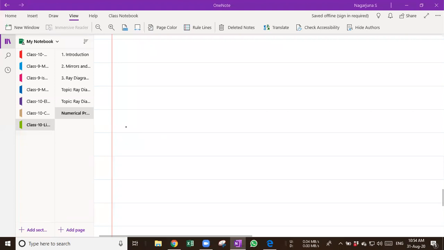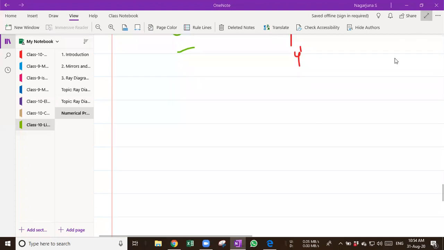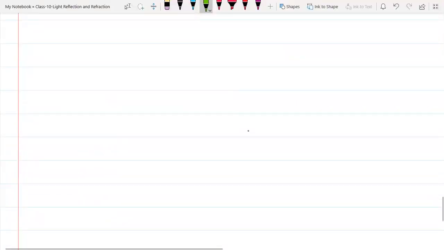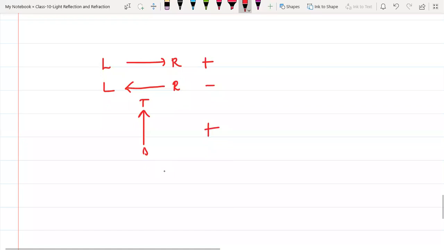So guys, here what we have to understand, four directions you have to understand. If you are moving from left hand side to right hand side, take it as positive. If you are moving from right hand side to left hand side, take it as negative. If you are moving from bottom to top, take it as positive. If you are moving from top to bottom, take it as negative.